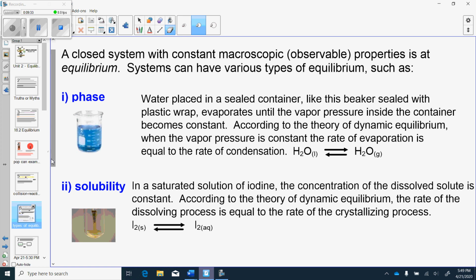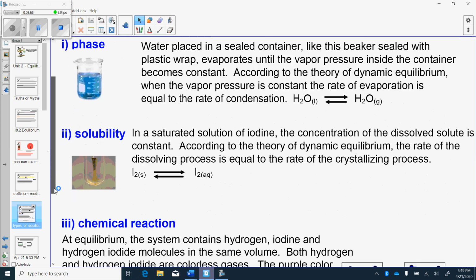So it looks like everything has basically stayed like it was in the beginning, but it's actually been quite dynamic. So we've had water molecules turning into gas, and we've had gas molecules turning into water. And when we see that cycle, when that cycle starts to happen at the same rate, we know we have phase equilibrium.